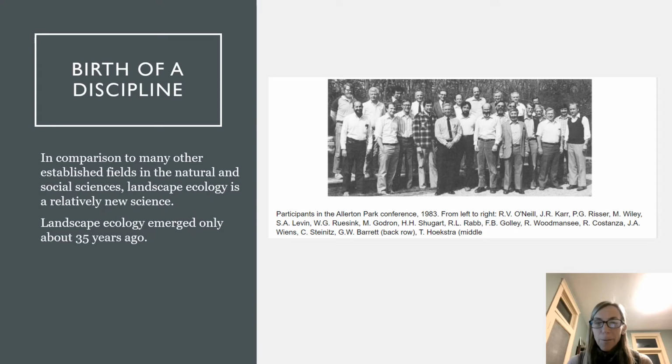So a little bit about the birth of this discipline. When we look at other fields of ecology, landscape ecology has only been around for about 35 years. So relative to other established fields of natural and social sciences, this is really a relatively new one. We often mark the birth of a discipline by the establishment of a professional society or a scholarly journal dedicated to its study.